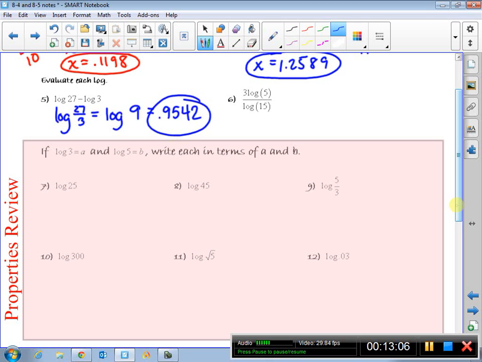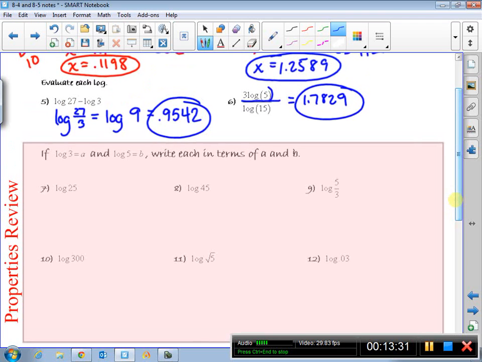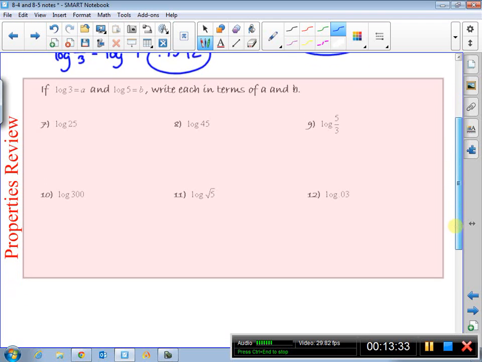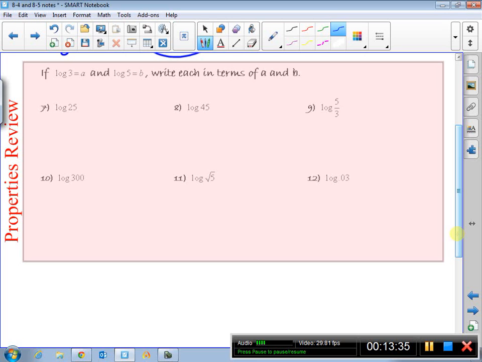Number 6. Let's just type this in as it looks. Be careful to close that parenthesis. 3 log 5 divided by log 15. I'm rounding right here. Still doing those 4 decimal places. Okay, any questions? We can do lots more of these. We can certainly do a bunch in class as well.